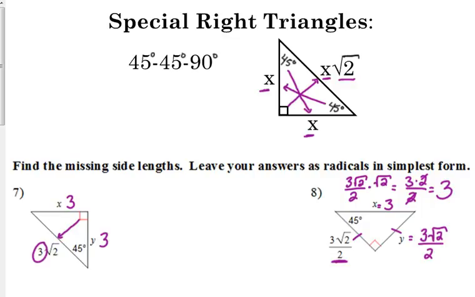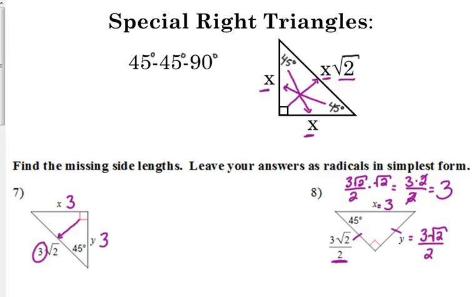If we know the hypotenuse is 3 square root of 2, we know the legs are both 3. If we know the legs are 3 square root of 2, then the hypotenuse is going to be 6, because then we multiply it by the square root of 2 and simplify.